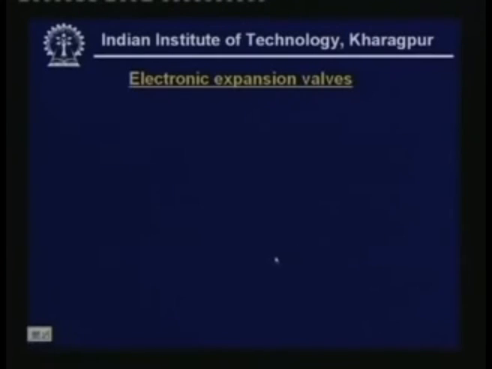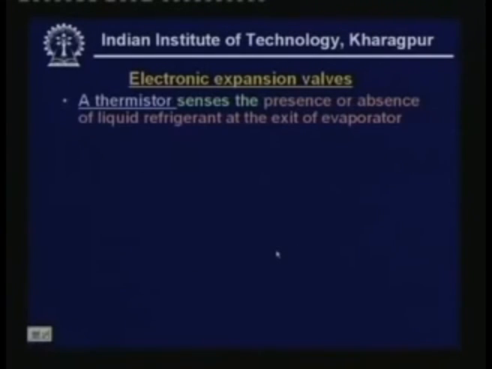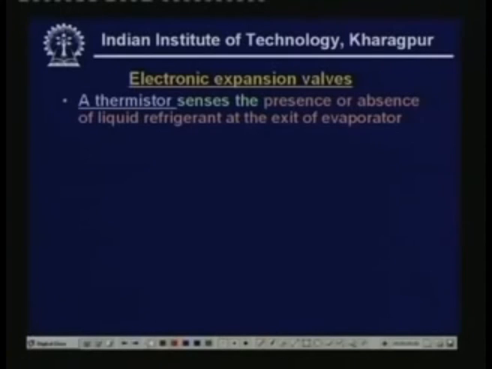Now let me quickly explain another type of expansion valve, which is known as electronic expansion valve. This electronic expansion valve consists of a thermistor which senses the presence or absence of liquid refrigerant at the exit of evaporator. First of all, what is a thermistor? Unlike a resistor, I am sure that you know that for a thermistor, as the temperature increases, resistance decreases. So this is the principle of thermistor, right?